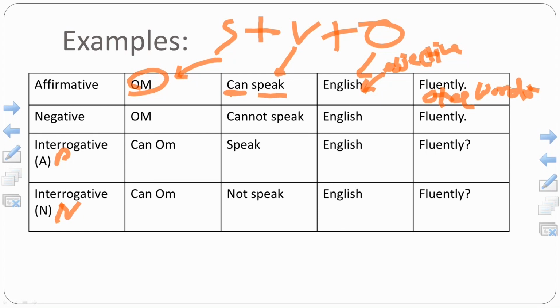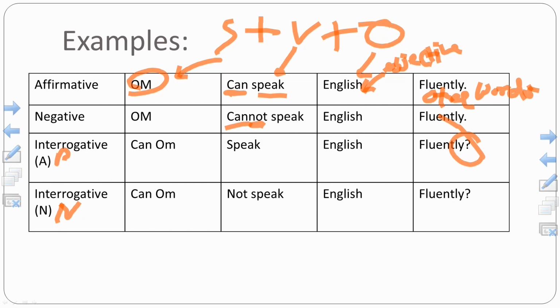Now the negative: Om cannot speak English fluently. If you look at the negative, it is can plus not, and English is our object. So Om cannot speak English fluently is a negative sentence. Now interrogative in a positive sense: Can Om speak English fluently? As you see, at the end there is a question mark. In interrogative, the sentence is changed.